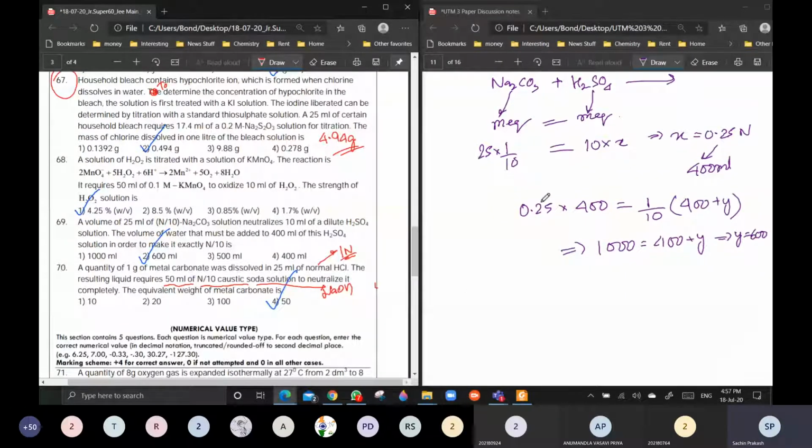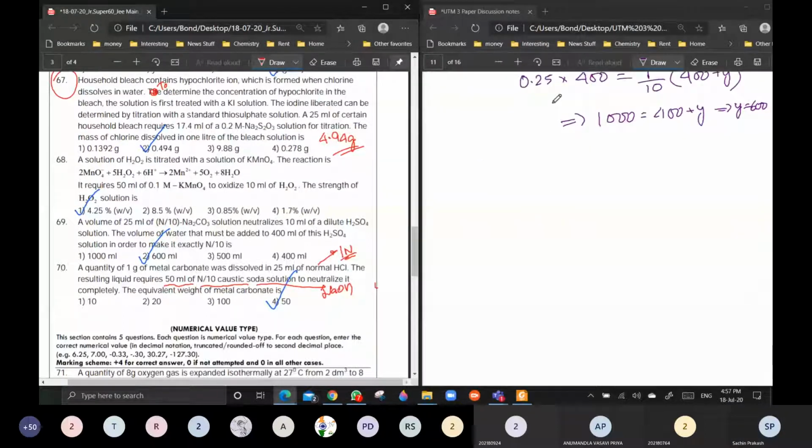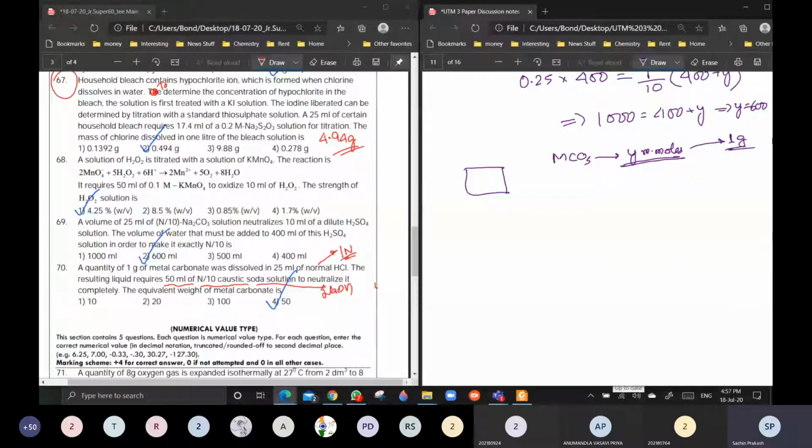Okay, so you see, basically, I'm starting with some carbonate, MCO3, and say I am taking Y millimoles of this. Y millimoles is having weight of 1 gram. So Y millimoles of carbonates will give Y millimoles of CO3 2 minus. Let us say that it is MXCO3, X is some sort of valency.